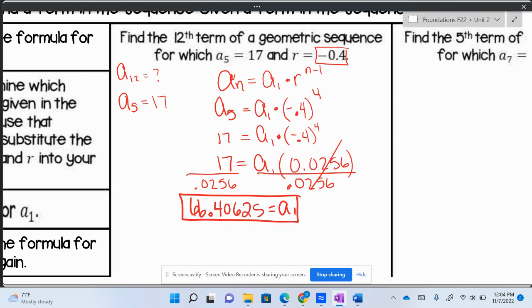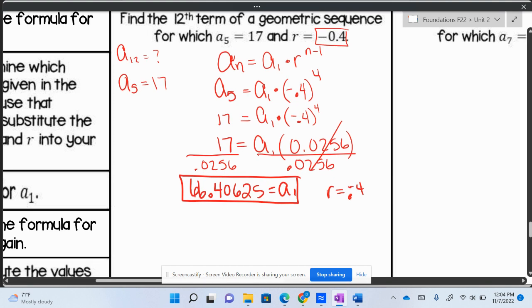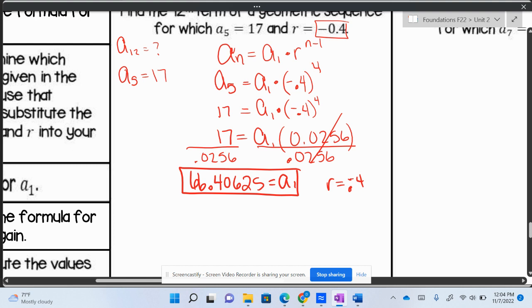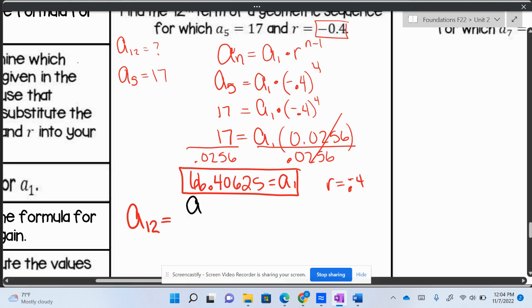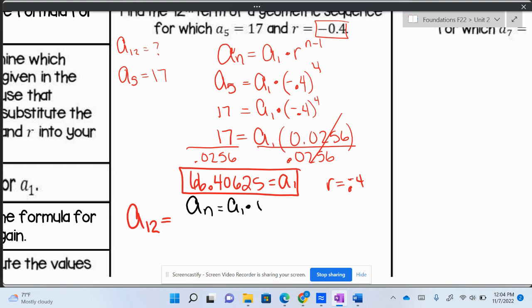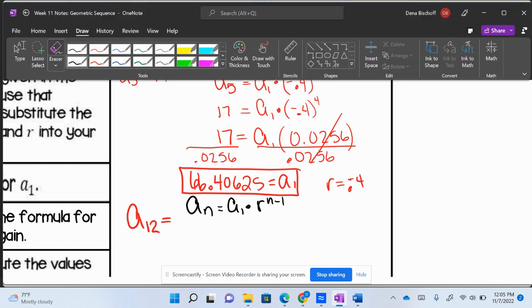So we're still trying to find the 12th term. We know what the first term is, we knew what R was, and now we know what the first term is. So can we find the 12th term? Yes. How am I going to do that? I would take a to the 12th equals this. Here, let me show you what I'm doing. I'm using this explicit formula: a to the n equals a to the 1 times r to the n minus 1. We're trying to find a to the 12th, right? So I'm going to let n equal 12.